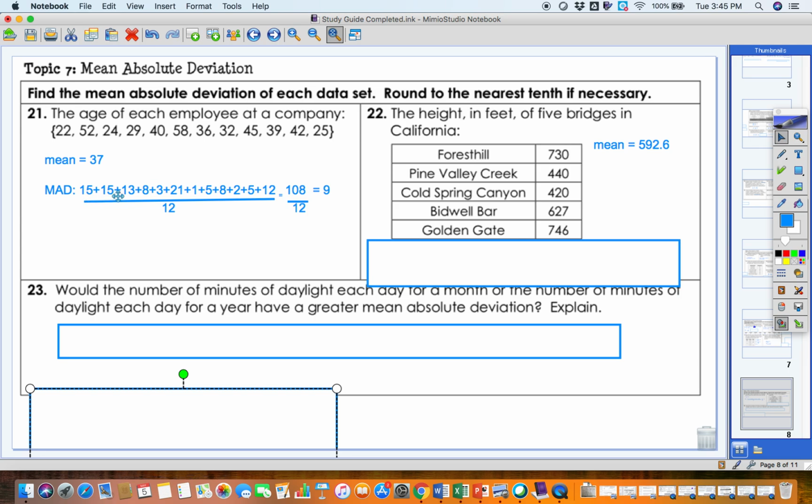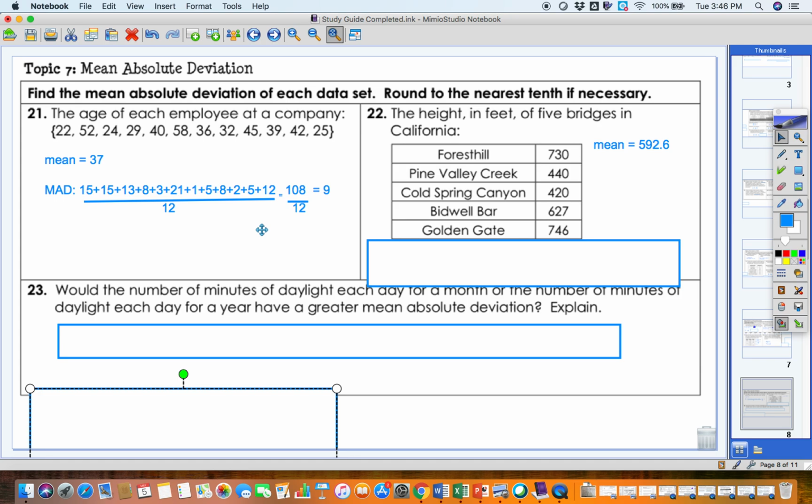And I got 15 plus 15 plus 13 plus 8 plus 3 plus 21 plus 1 plus 5 plus 8 plus 2 plus 5 plus 12, all divided by 12 because I have 12 data points. When I add up all these numbers, I get 108. 108 divided by 12 is 9.